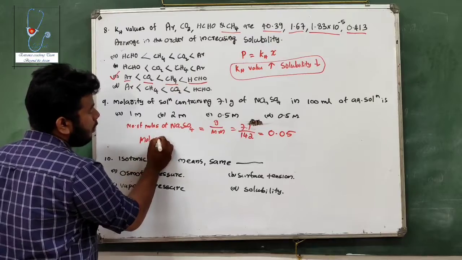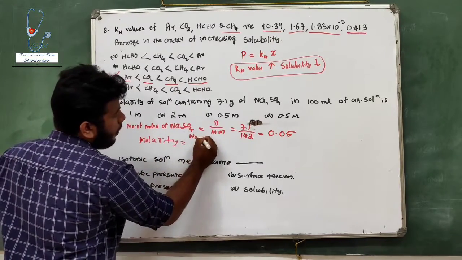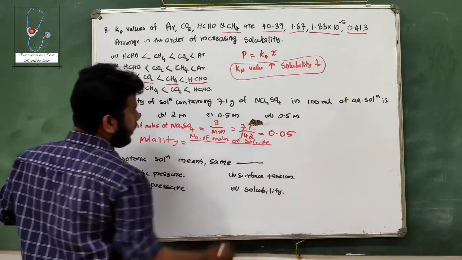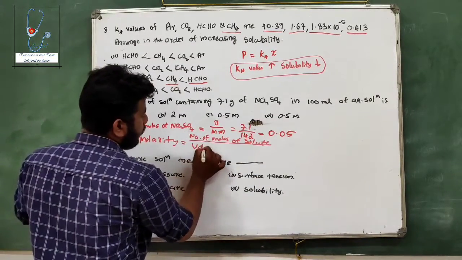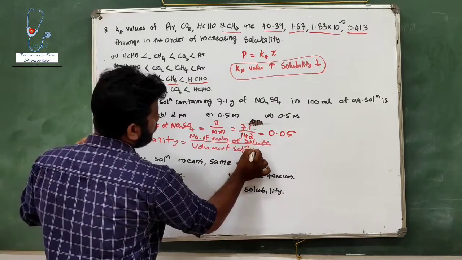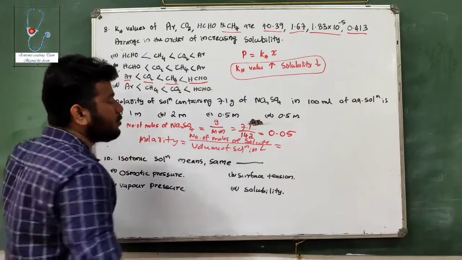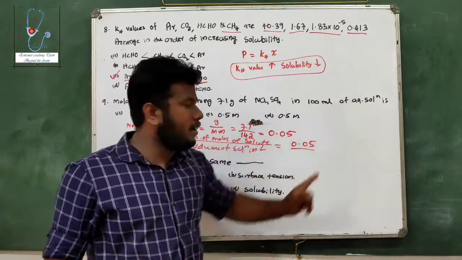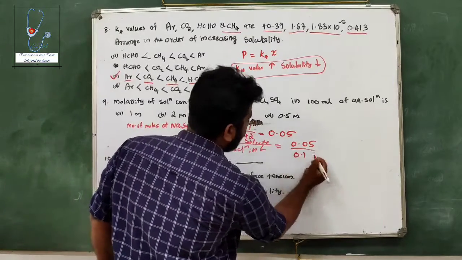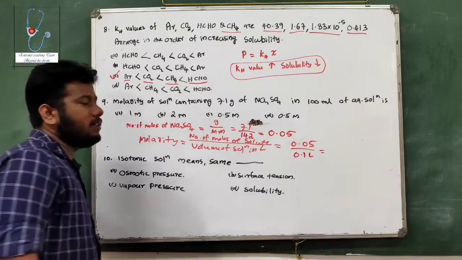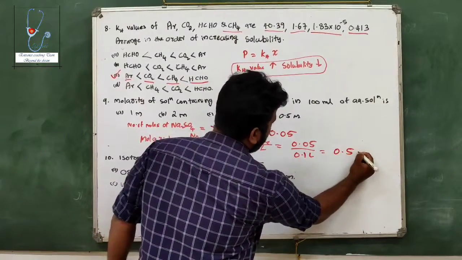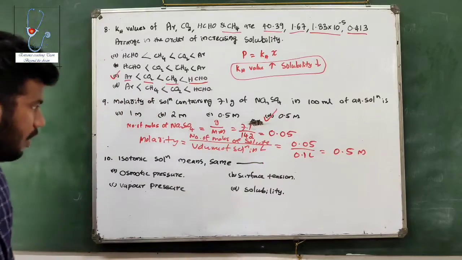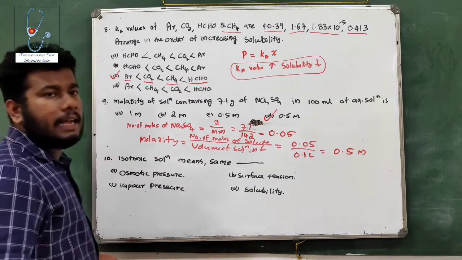Hence molarity is equal to number of moles of solute divided by volume of solution in liter. Number of moles of solute we get 0.05. Volume of solution is 100 ml, which converted into liter, we get 0.1 liter. Hence we get molarity as 0.5 molar. And the answer is D. 0.5 molar.